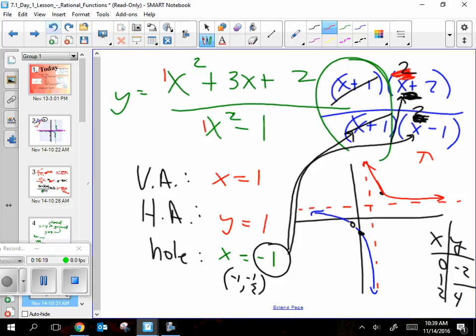Notice there's a hole in my graph. Why was there a hole? Because at -1 here, when you put it in the function, it would make a 0 on the bottom, and that can't exist. Yes, sir.